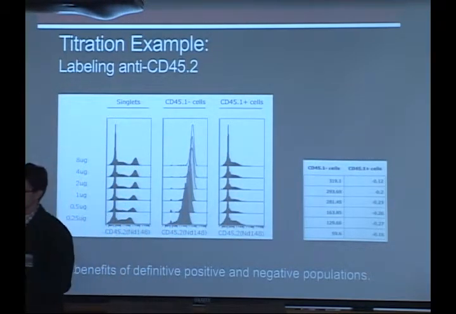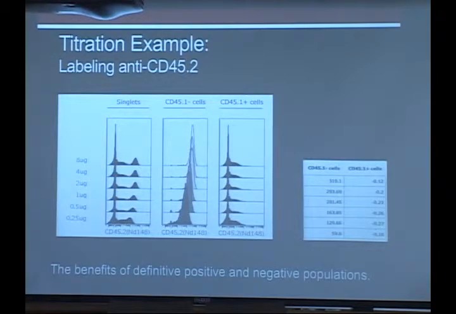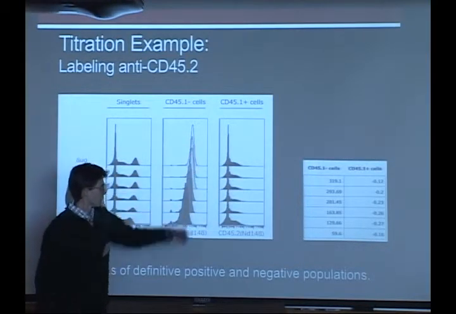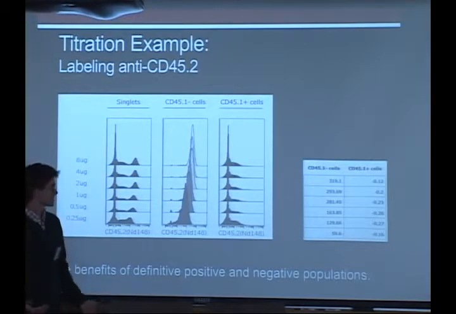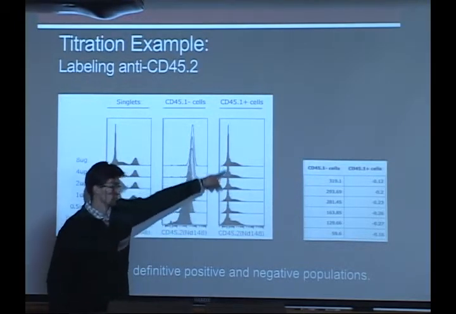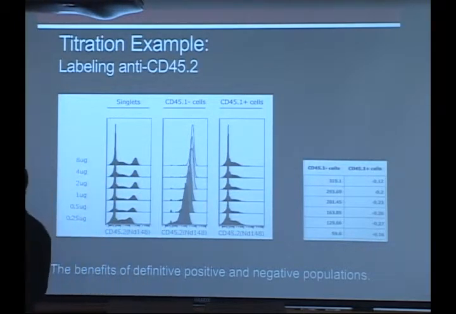So this is about as easy as a validation could get. You have a very clean, cut and dry example. And what you can see is as you increase the concentration of antibody, you'll see a brighter and brighter signal on the CD45.2 positive cells, but the negative cells don't really change very much. So this is good. This is telling you that the antibody is behaving the way you would expect it to.